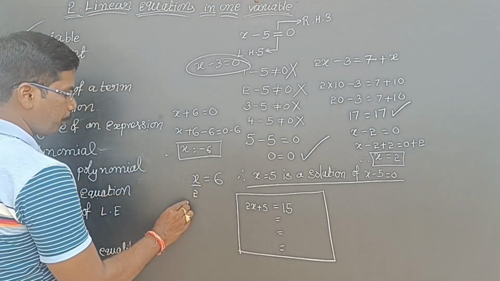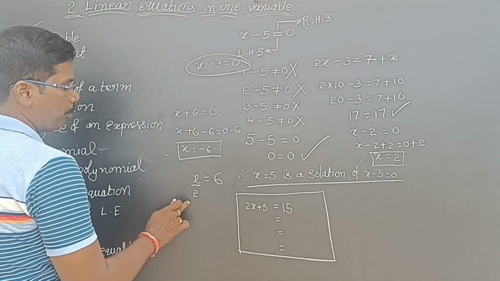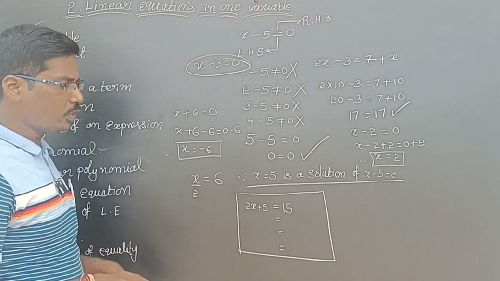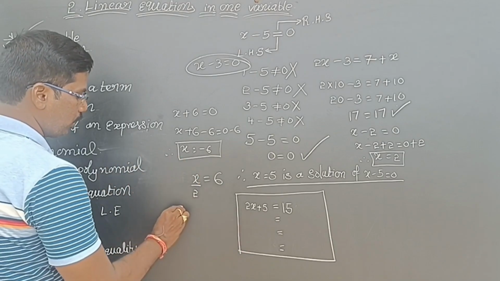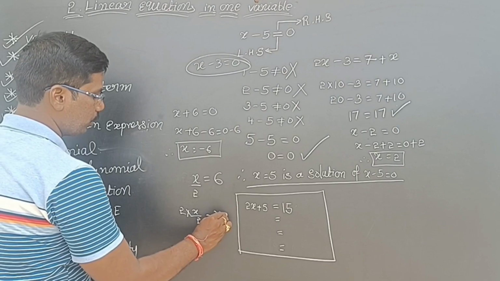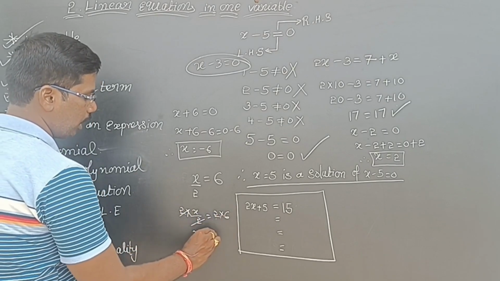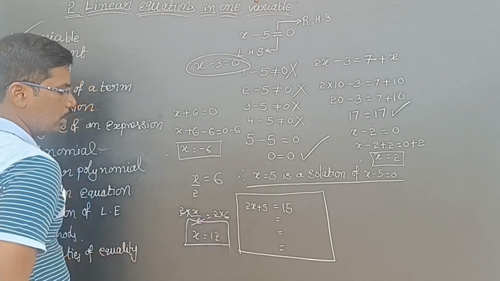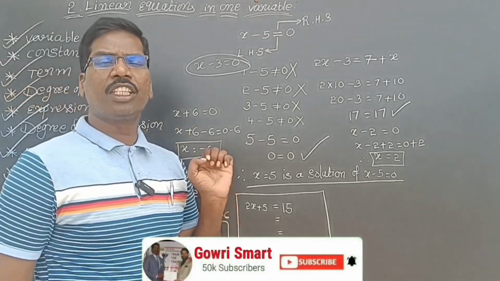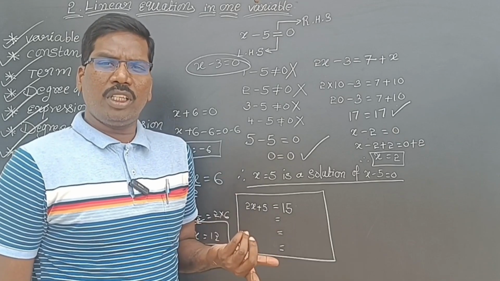Now see here, because 2 is there, 2 should not be there. That's why I want to multiply 2 on both sides. So 2 into x by 2 is equal to 2 into 6, or 6 into 2. The 2s cancel, x is equal to 2 sixes are 12. I got the answer. So multiplying on both sides with the same number other than 0, I am getting the x value. That is one method.